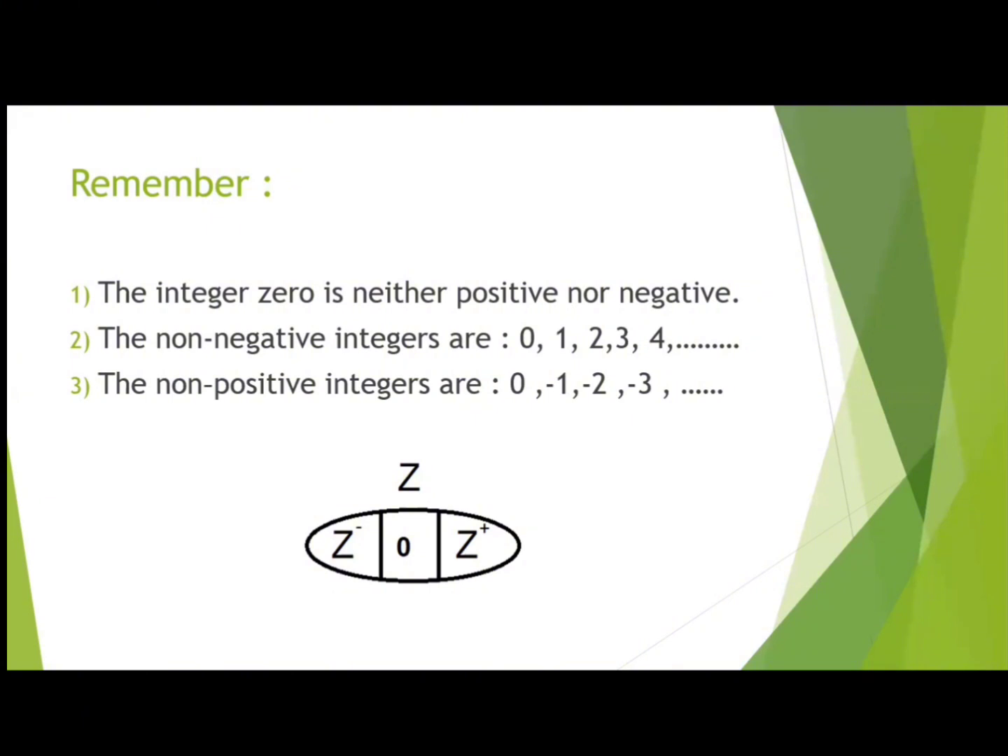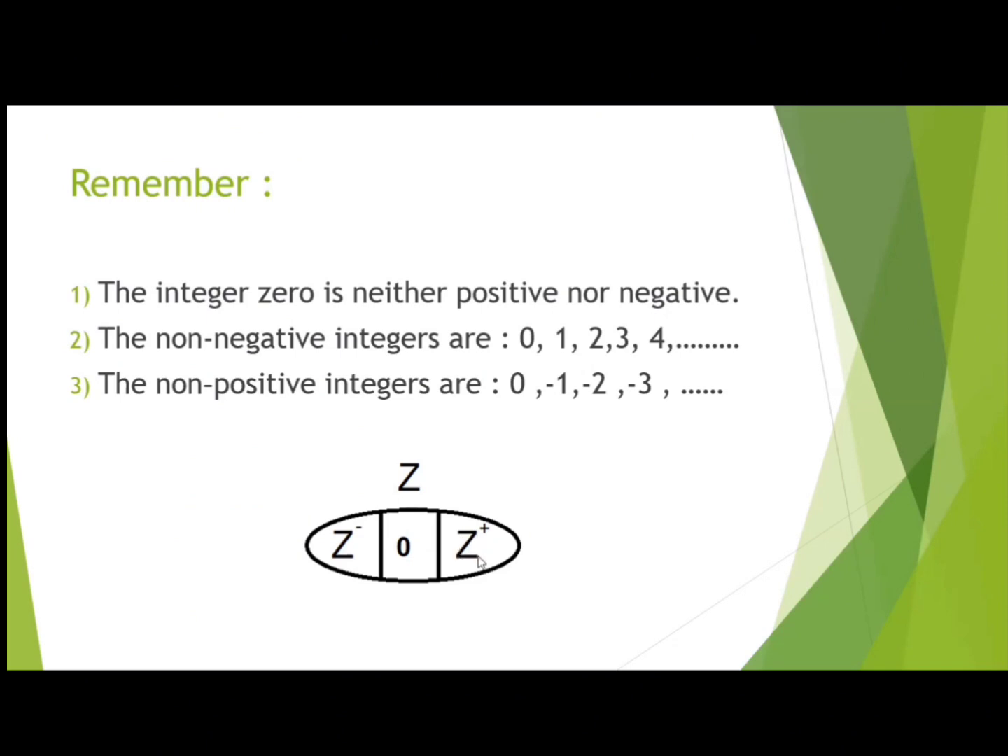The non-positive integers. That means the numbers are not positive, so they could be 0 or negative. So the answer is 0, -1, -2, -3. We can say that the integers are Z. And this is 0, and the negative numbers we can say are negative Z and positive Z.